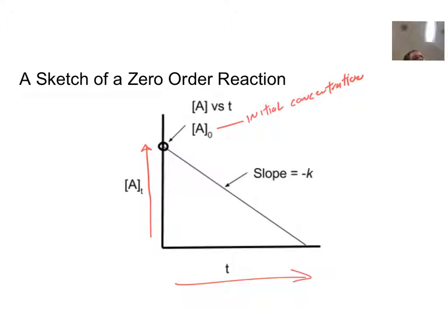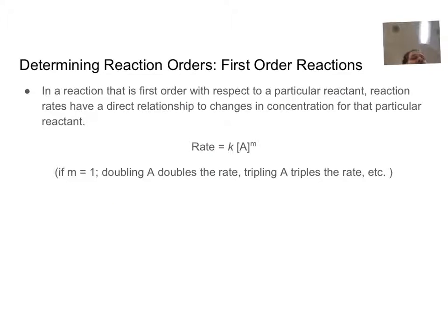Note that the slope is negative k, and note that the title of this graph is concentration of reactant versus time, and that's going to be an important distinction later, because at some point you're going to have to be able to look at a graph and identify if it's a zero order, first order, or second order just by looking at the graph. So these labels are really important here.